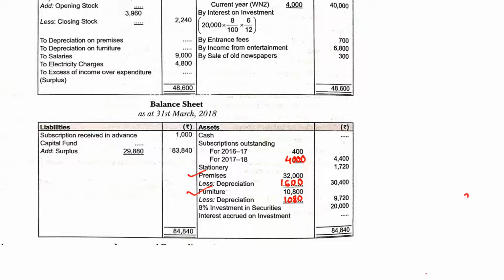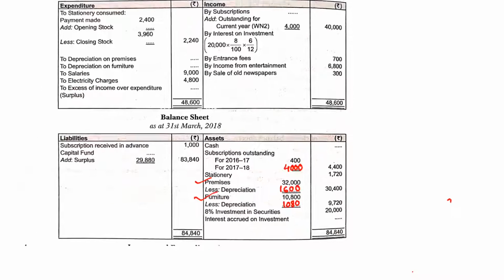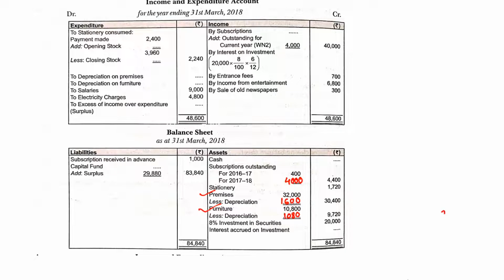Next is interest accrued on investment. What is the value of interest accrued on investment? Look at that question. Here one gap is there and a second gap is there. The overall asset value is 84,840, but you link the interest accrued on investment with that. You see, interest on investment is there, but the value is not there. So you have to solve that first.